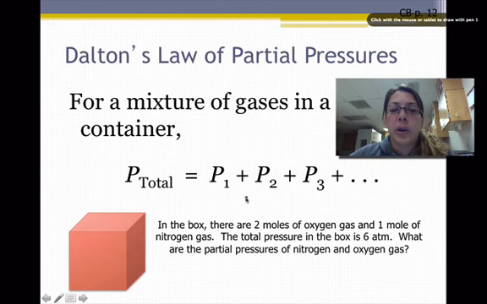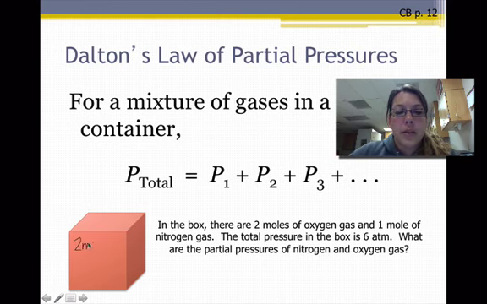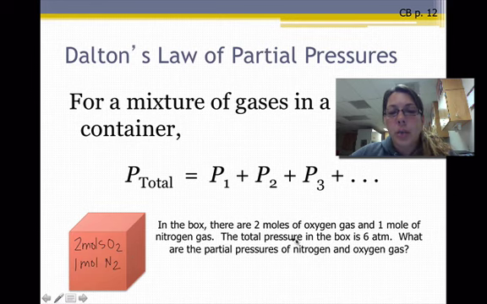It is really important to note that the partial pressure is related to the moles of each gas. So I have a little example here. In the box, right here, I have 2 moles of oxygen gas, and I have 1 mole of nitrogen gas. The total pressure in the box is 6 atmospheres. What are the partial pressures of nitrogen and oxygen gas?